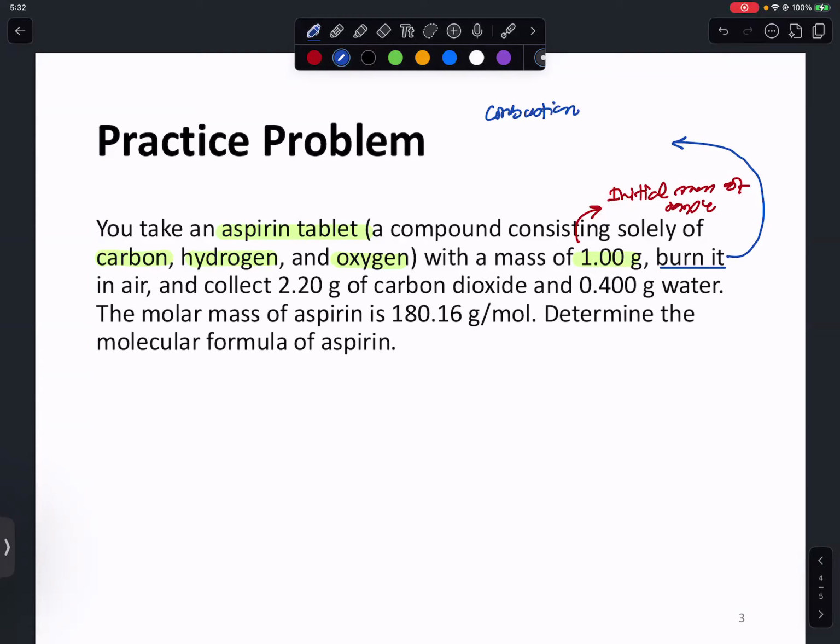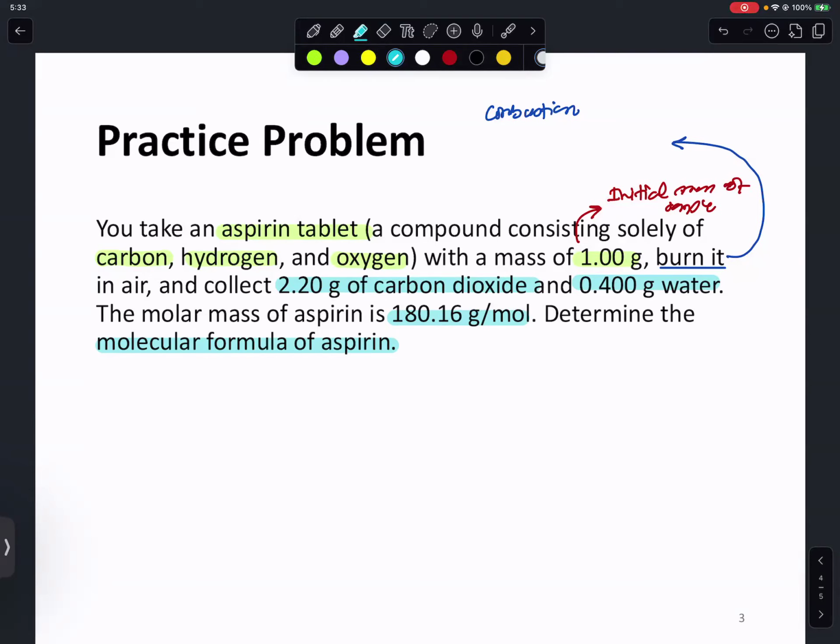Okay, and we collect 2.20 grams of carbon dioxide and 0.400 grams of water. And you are given the molar mass of aspirin, which is 180.16 grams per mole, and it wants you to determine the molecular formula of aspirin.